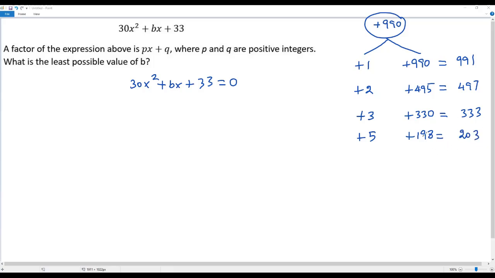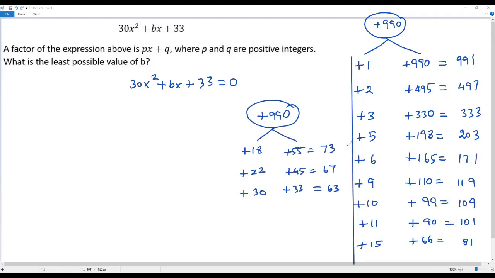Okay, now let me list out all the factors, because the value of b is what we get when we add the two factors. That's the value of the coefficient of x, that's the value of b. Anyways, let me list out the other possible pairs of factors. Here I have listed out the other possible pairs of factors for 990. When I take the pair of factors positive 30 and positive 33, I'm getting the sum of the factors equal to 63. So that's the value of b.